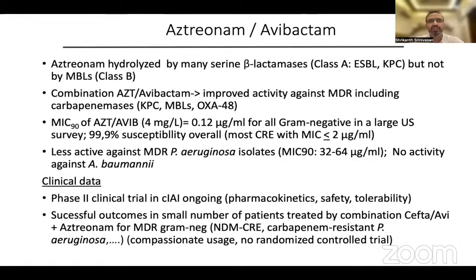So the combination of aztreonam-avibactam improved the activity against MDR, including all carbapenemases, including KPC, MBL, OXA-48. The MIC levels came down. Susceptibility was 99.9%. There is a caveat though: it is less active against MDR Pseudomonas and has no activity against Acinetobacter, because these two act through different channels. They act through efflux pump and porins and not through carbapenemases predominantly. So for multi-drug resistant Klebsiella, especially in NDM strains, a combination of aztreonam-avibactam would be quite useful.